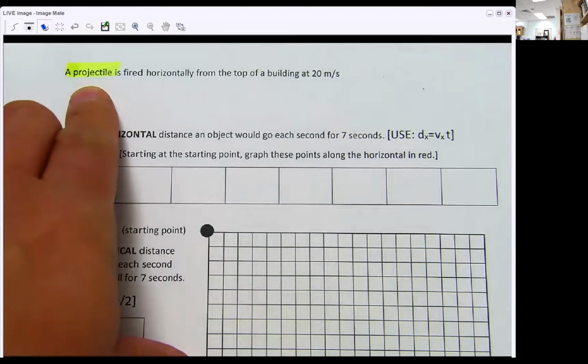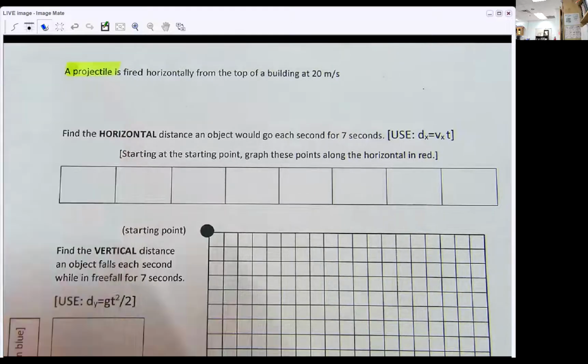A projectile, first of all, is something that is flying through the air. And so instead of it just being in free fall, just falling to the ground, it is going to be falling and moving at the same time. So it has both horizontal and vertical motion. A projectile is not something that's in contact with a surface. So if you have like a ball rolling across the ground, that's not a projectile because it doesn't have only free fall and horizontal motion.